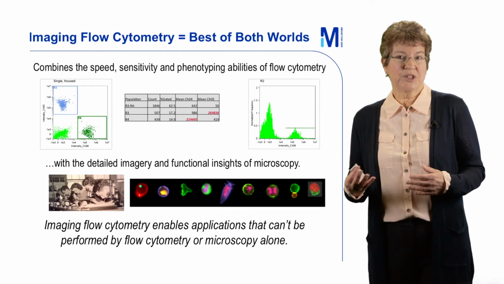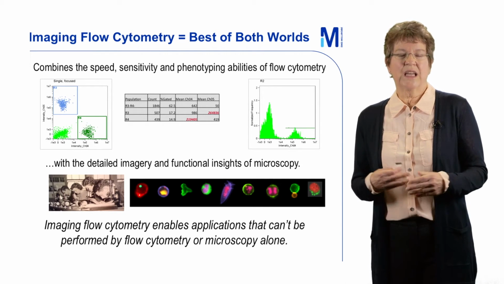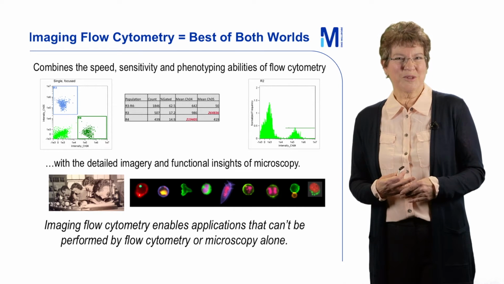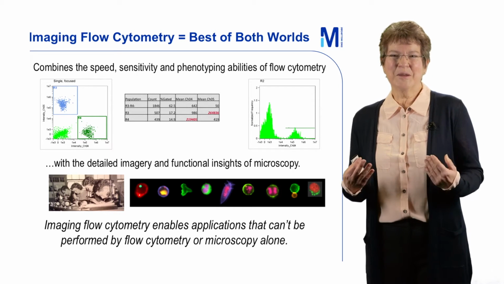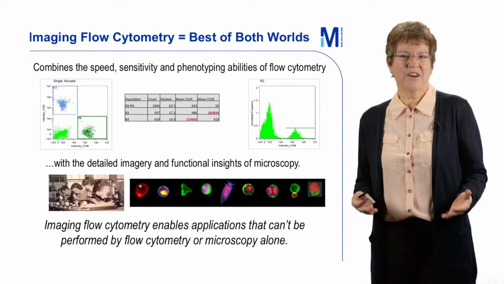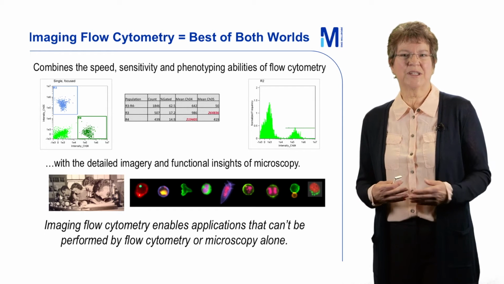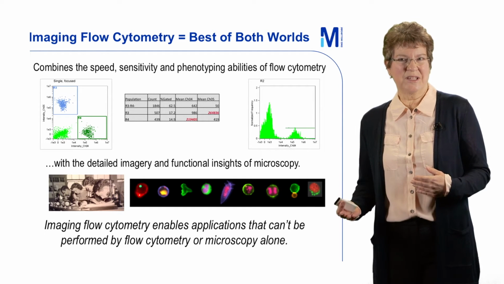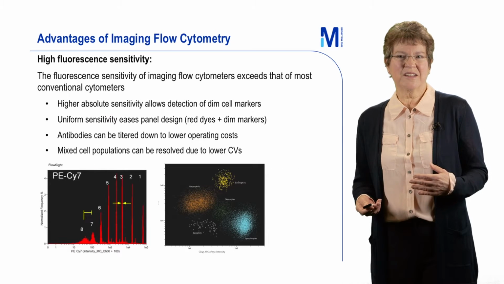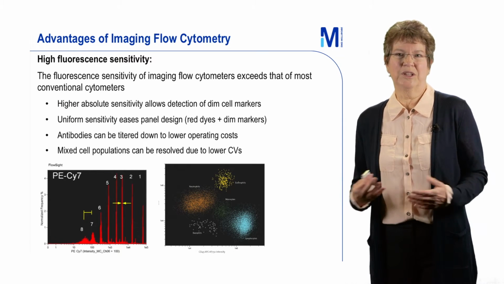Here you see some traditional flow cytometry data, intensity plots. Below you see people hard at work looking through the microscope. With the imaging flow cytometer, you can collect many, many events very rapidly and get both types of data, flow cytometry data and imaging microscopy data. But when you do that, you can actually do things in addition to either one alone.